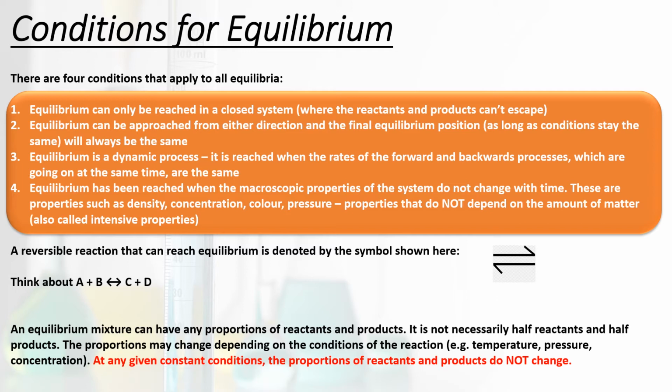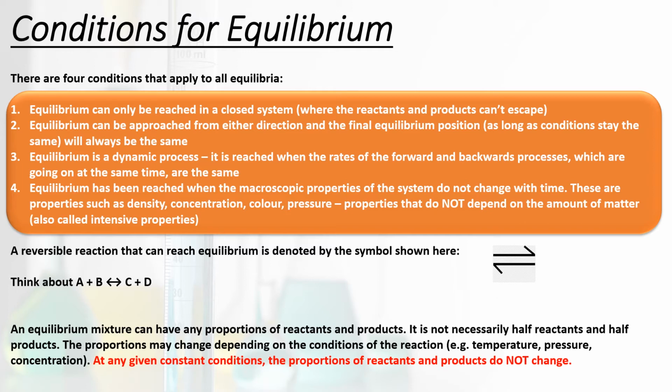And so the proportions may change depending on the conditions of the reactions, and we'll see this come into play in a few slides' time. So, for example, if I change the temperature, if I change the pressure, if I change the concentration, the position of equilibrium, i.e. the proportions that we have of reactants and products, will change. But the really key takeaway is that at any given constant conditions, the proportions of reactants and products, the position of the equilibrium, does not change.